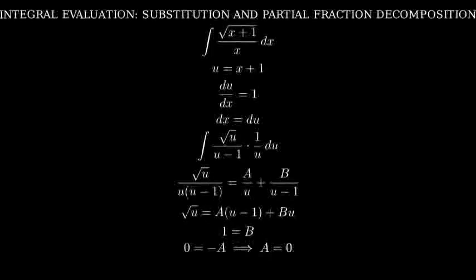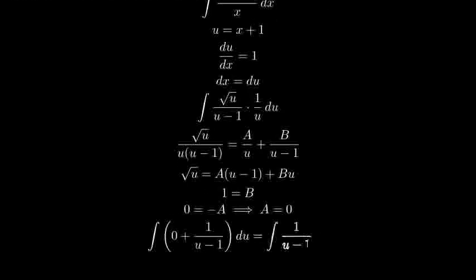Now, let's plug in values for u to help solve for A and B. Let's first set u equals 1, which gives us the square root of 1 equals A times (1 minus 1) plus B times 1. This simplifies to 1 equals B. Now let's set u equals 0 to find A: the square root of 0 equals A times (0 minus 1) plus B times 0. This tells us that 0 equals minus A. Therefore, A equals 0.